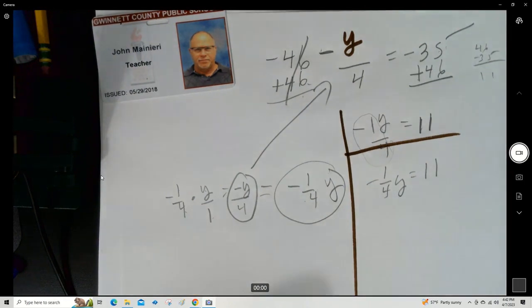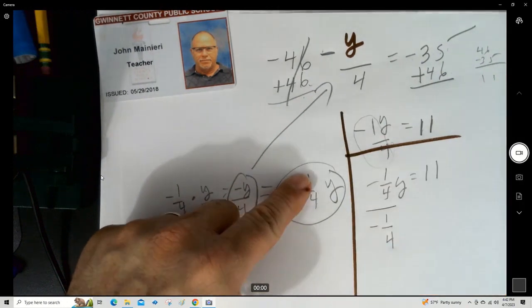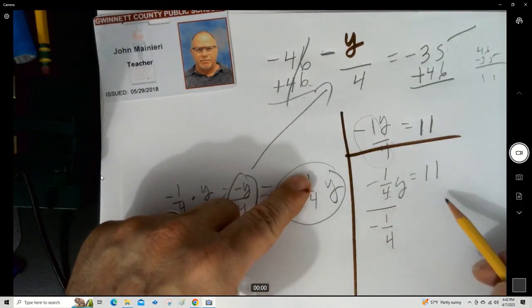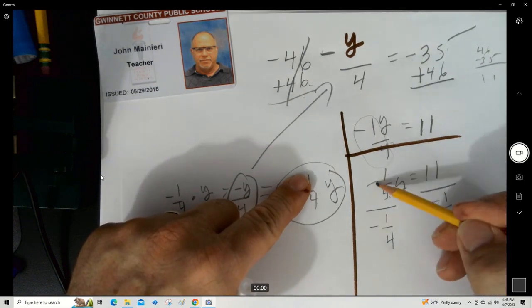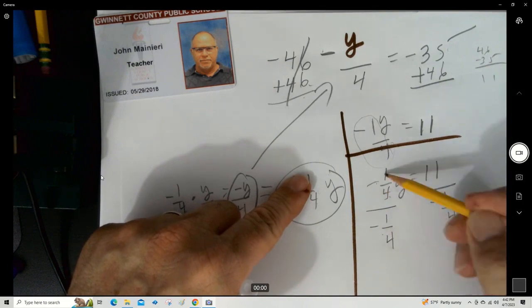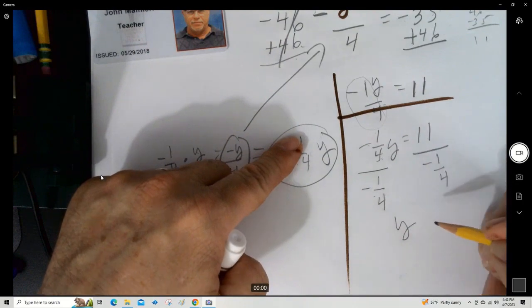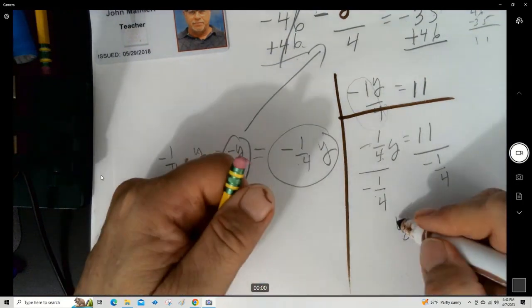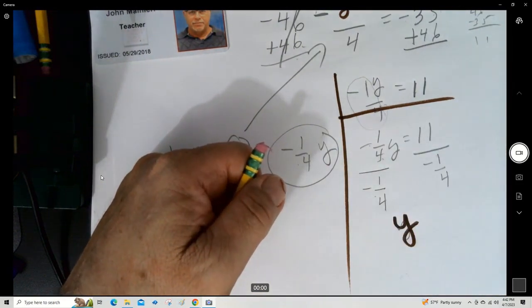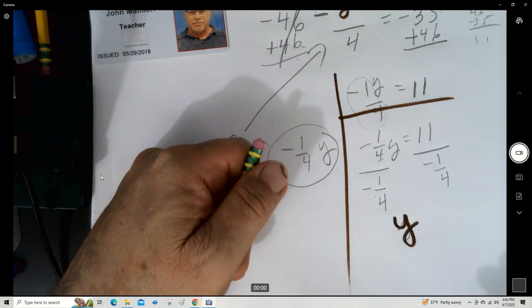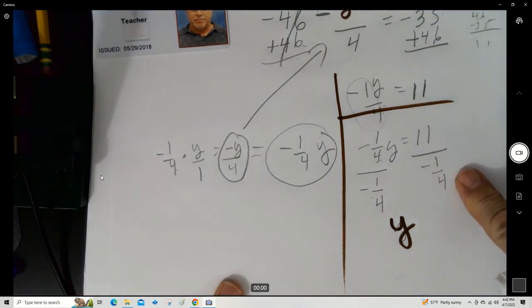So what do we got to do? We got to multiply any number divided by itself. So this is negative 1/4. We got to divide by negative 1/4 here. Now here we go. A negative divided by a negative is a positive. We already know a number divided by itself is going to be 1. 1y. There we go. 1y. Negative 1/4 divided by negative 1/4 is 1. So now in order to get this, we're going to have to do 11 divided by negative 1/4.